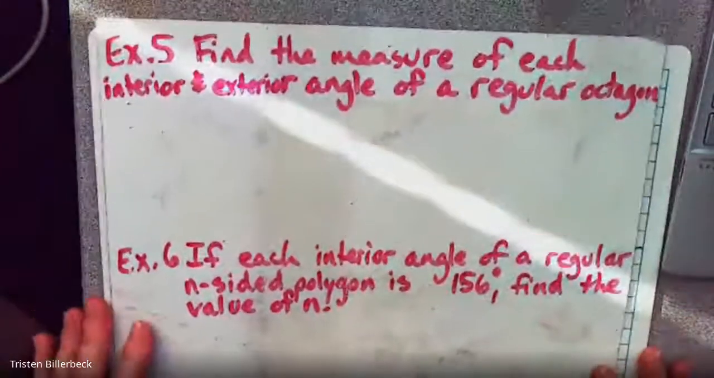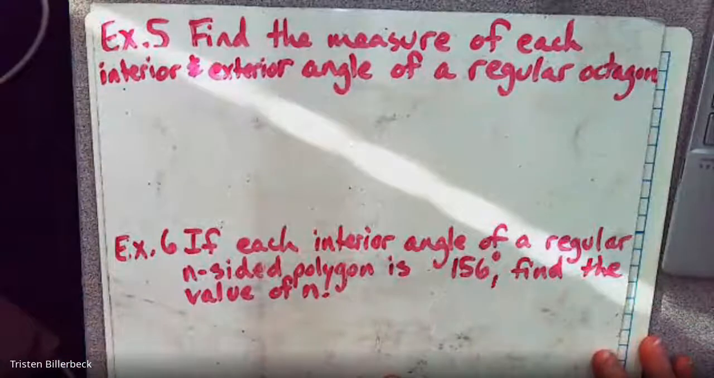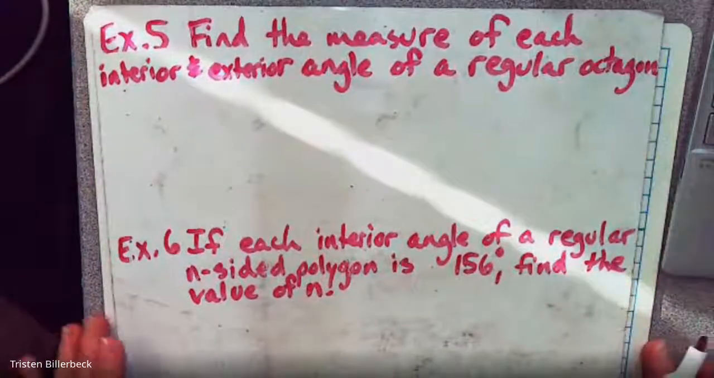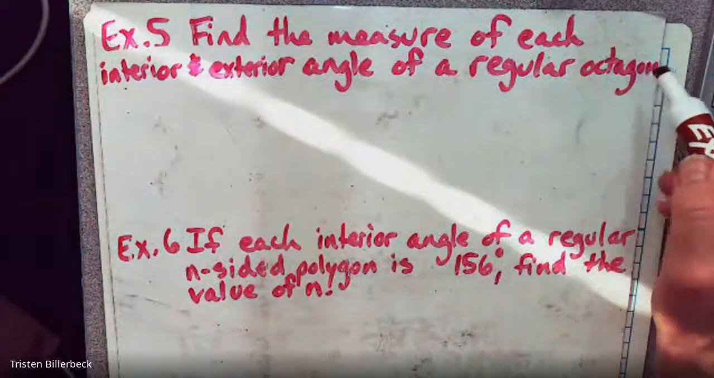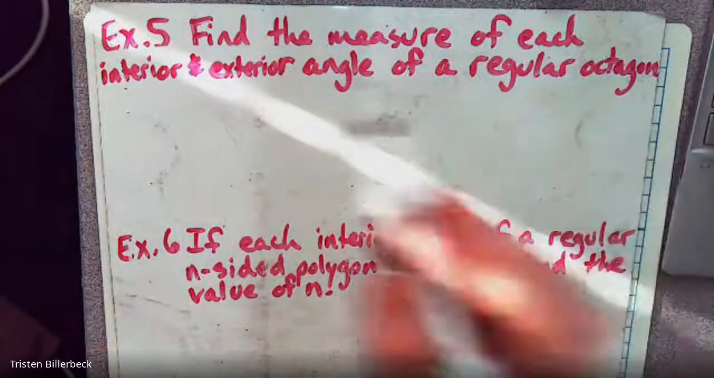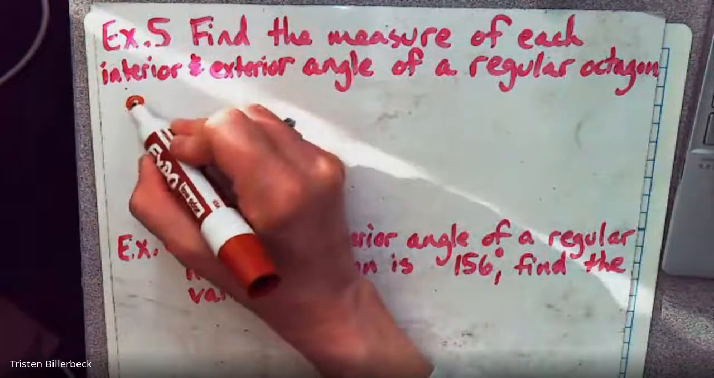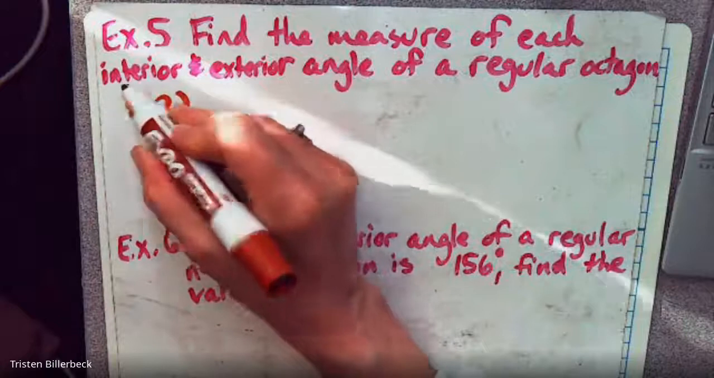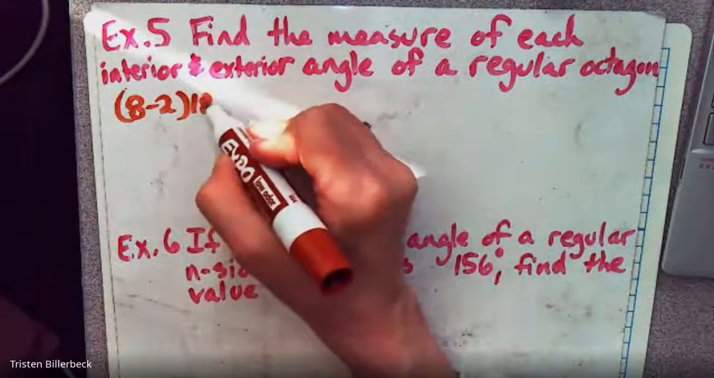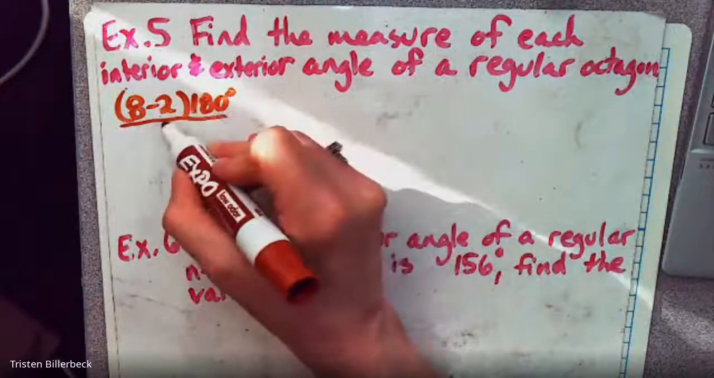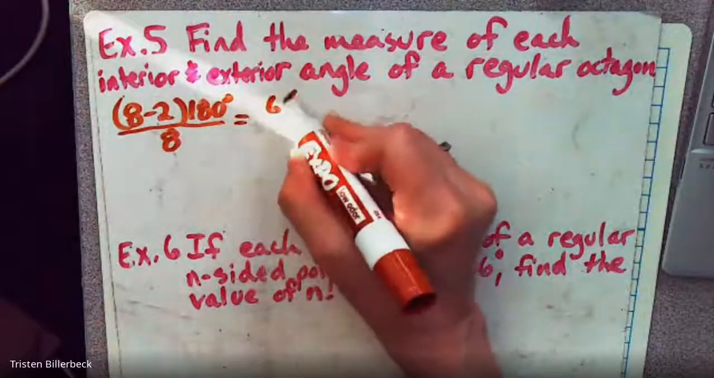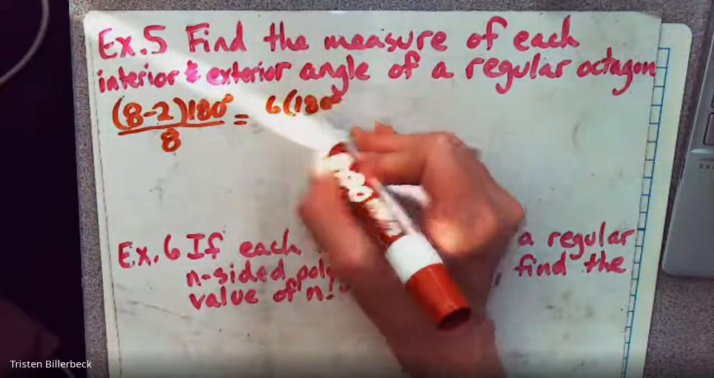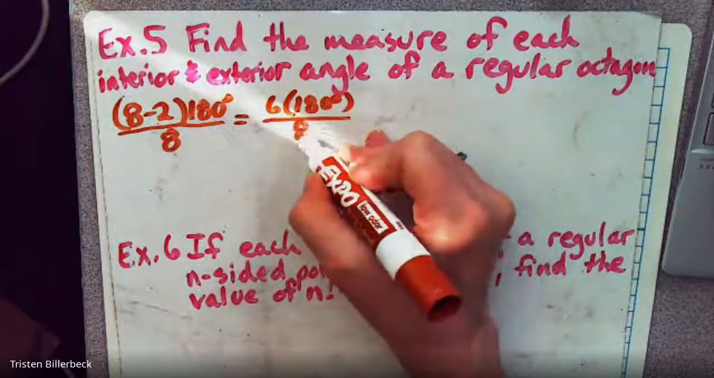Okay, so this one says find the measure of each interior and exterior angle of a regular octagon. Regular means all the sides and interior angles are congruent, and there are 8 angles. So the interior angle is 8 minus 2 times 180 divided by 8, because there's 8 sides of an octagon. So we have 6 times 180 over 8.